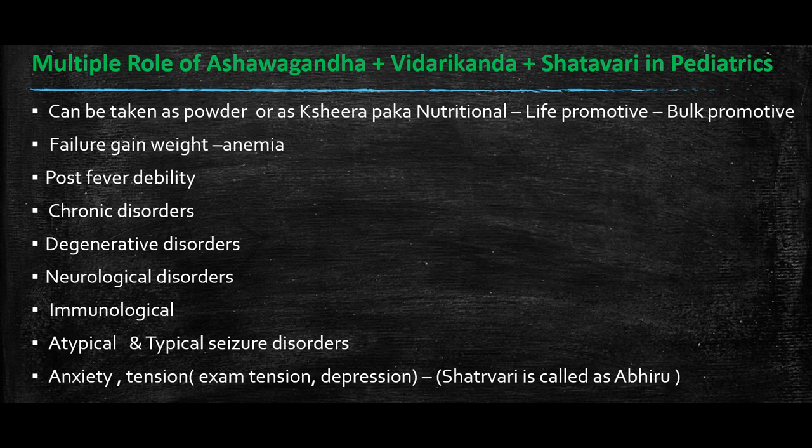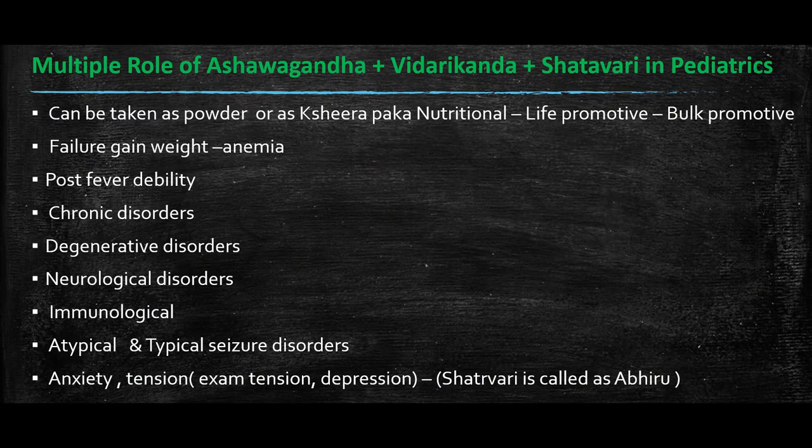Now, there is one important thing, anxiety in children and tension in children. Sometimes there may be academic tension, there may be some other tension, social withdrawal symptoms may be there, or some type of anxiety and inferiority complex or fear complex is there in the children. One of the best drugs is this combination, especially Shatavari, which is present here. One of the paryaya names of Shatavari is Abhiru. That means it induces courage in the child. So, in anxiety conditions and depression, Shatavari present in this combination acts very well. Next slide please.